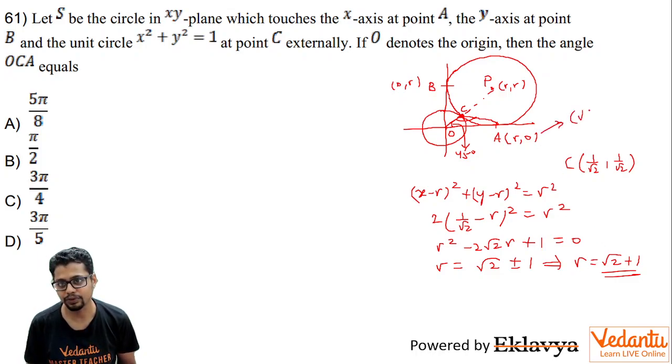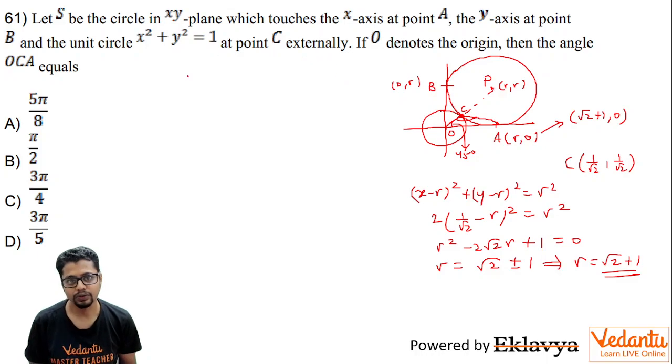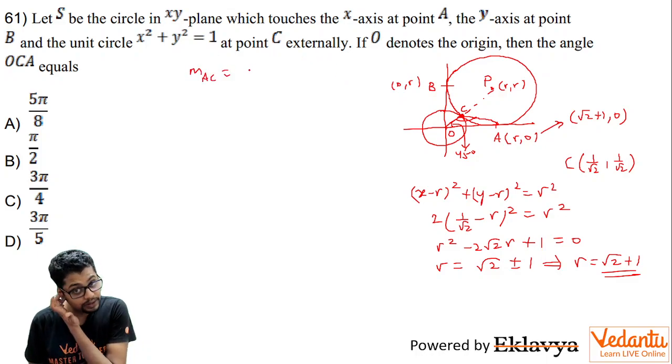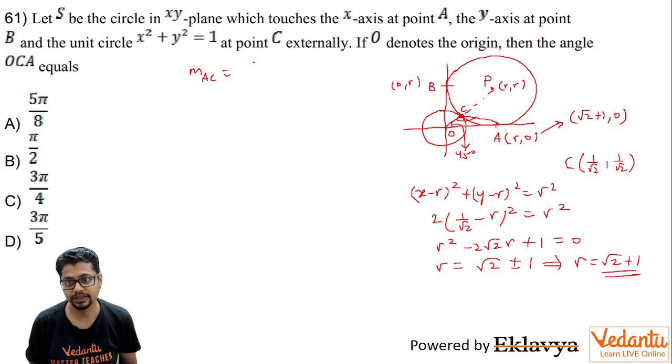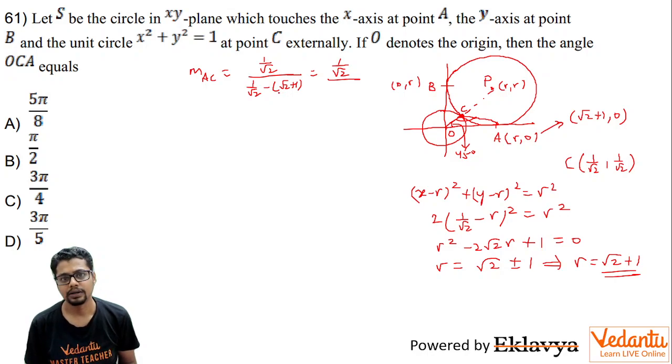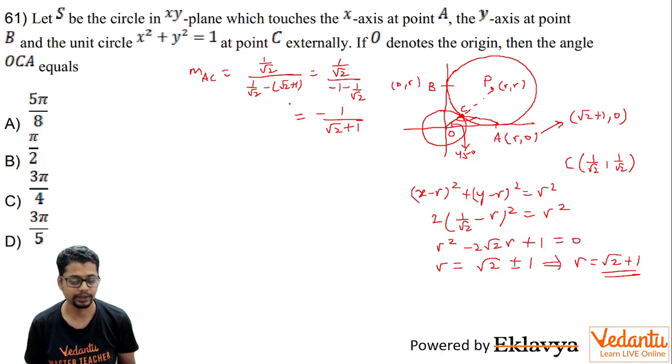So this point A essentially is (root 2 plus 1, 0), and point C I already know is (1 by root 2, 1 by root 2). So what about the slope of AC? It will be 1 by root 2 minus 0, divided by 1 by root 2 minus (root 2 plus 1). So you have 1 by root 2 divided by 1 by root 2 minus root 2, which is minus 1 by root 2, so minus 1 by (root 2 plus 1), which on rationalizing the denominator is minus (root 2 minus 1). Clearly the slope of AC is going to be negative, and we have got it to be negative.